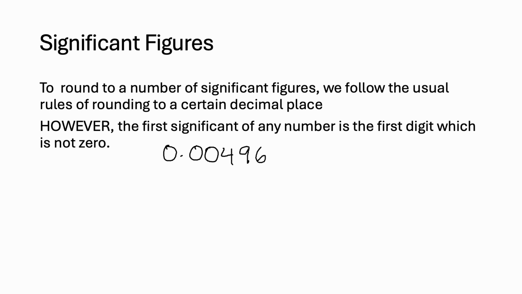So what I'm saying is that if we had a number of 0.00496, and let's say I ask, okay, which one is the first significant figure, it's not going to be this 0, it's not going to be this 0, it's going to be the first non-zero, which is going to be 4. So 4 in this instance would be the first significant figure, 9 would be the second, and 6 would be the third.